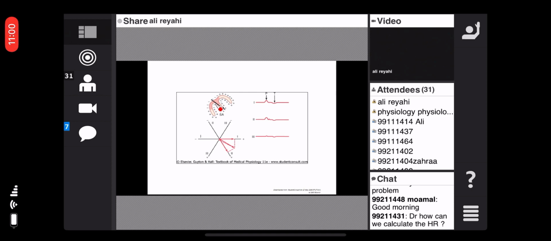So for atrial muscles, we have depolarization waves of atria as P waves and repolarization of atrial muscles as repolarization waves, negative waves. But in normal ECG, this negative wave is masked by the QRS complex, which occurs at the same time.